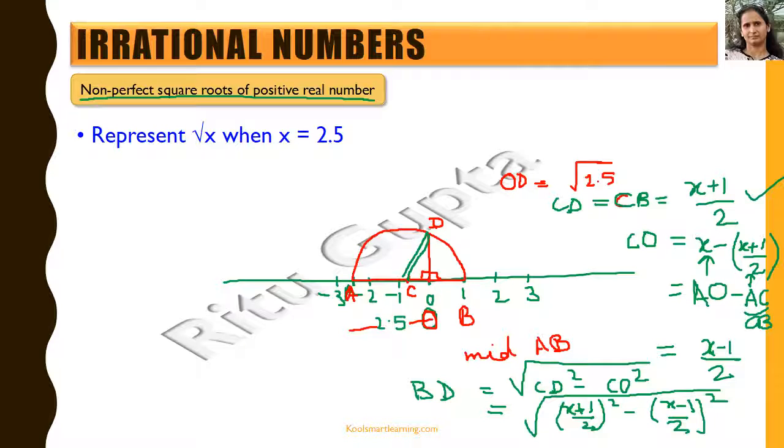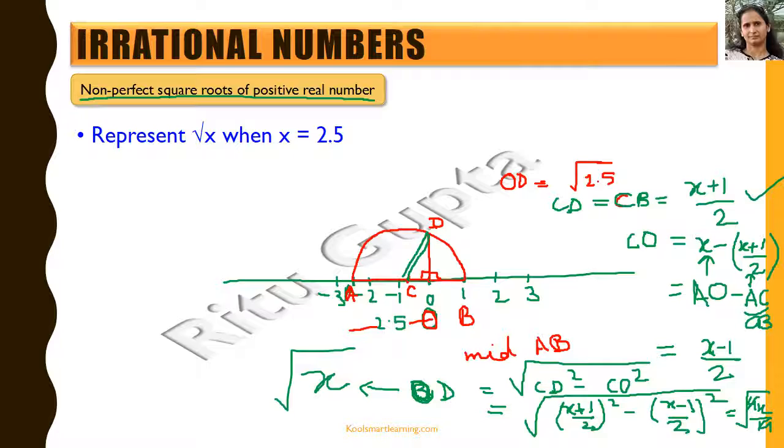So this becomes the square root of 4x by 4. So 4 cancels with 4, and this becomes equal to the square root of x. So this is what we needed to find out. Sorry, not BD, this is OD. OD is equal to the square root of CD square minus CO square. So OD becomes equal to root x.